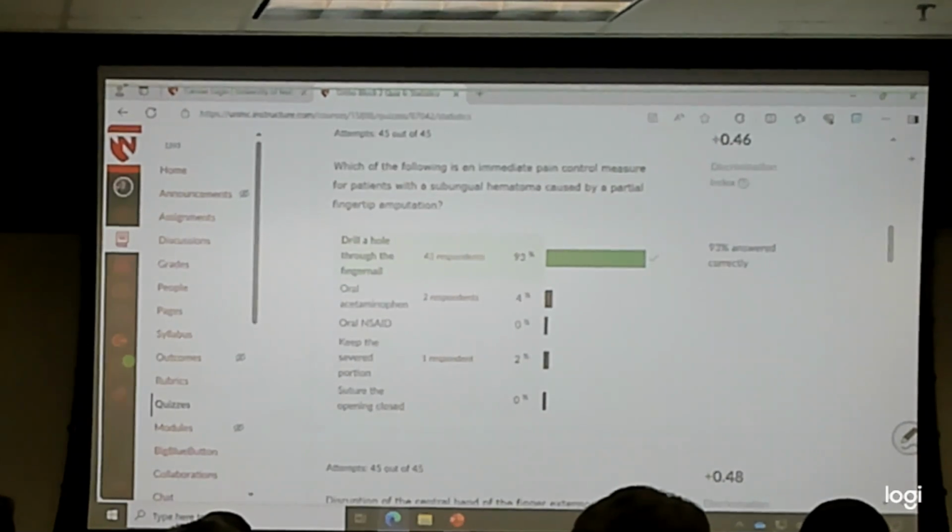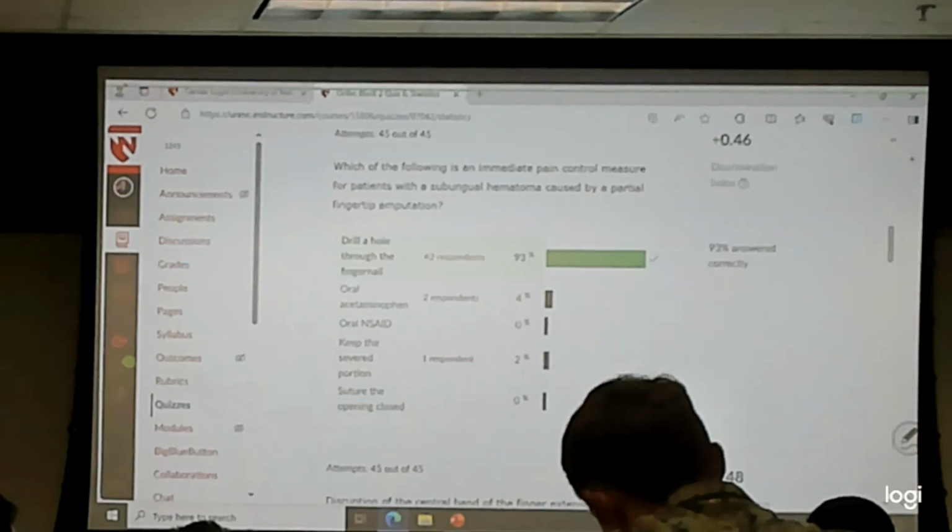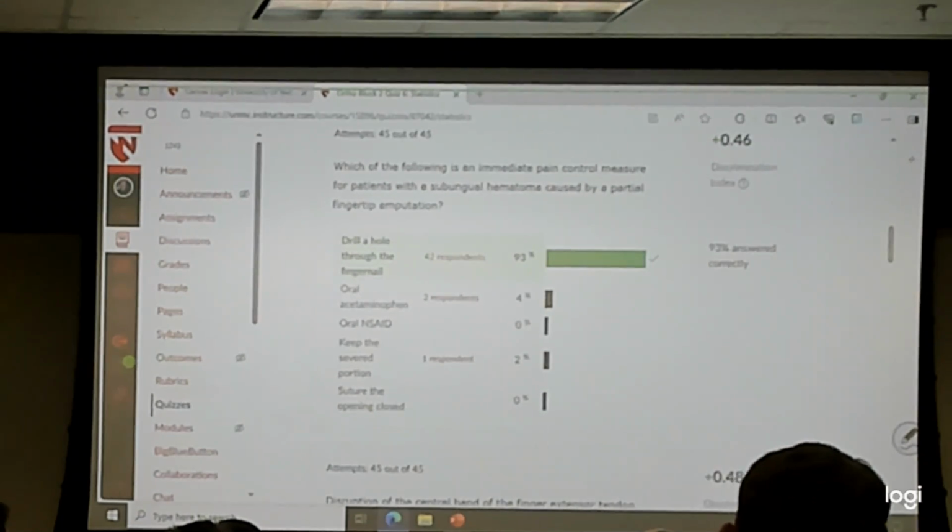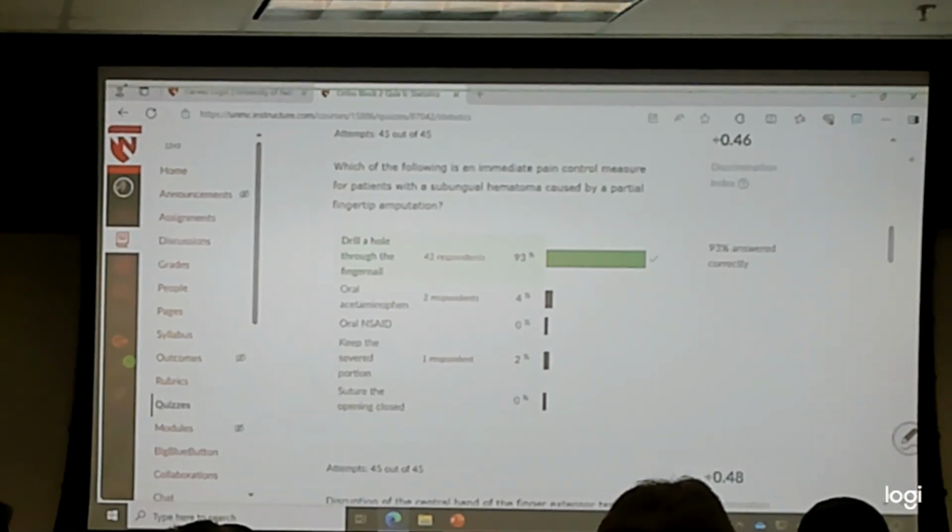Okay, which of the following is an immediate pain control measure for patients with subungual hematoma caused by a partial fingertip amputation? So that was what I talked about with drilling through with the large gauge needle. It says immediate. Oral medications are not going to give us immediate pain relief. You're going to have to wait until their body metabolizes it. Keeping the severed portion isn't going to do anything for their pain necessarily. It may help their healing process, maybe it helps their mindset. Suture the opening closed, that's going to increase pressure. If we can't do it without tension, that could cause contractures and things like that.